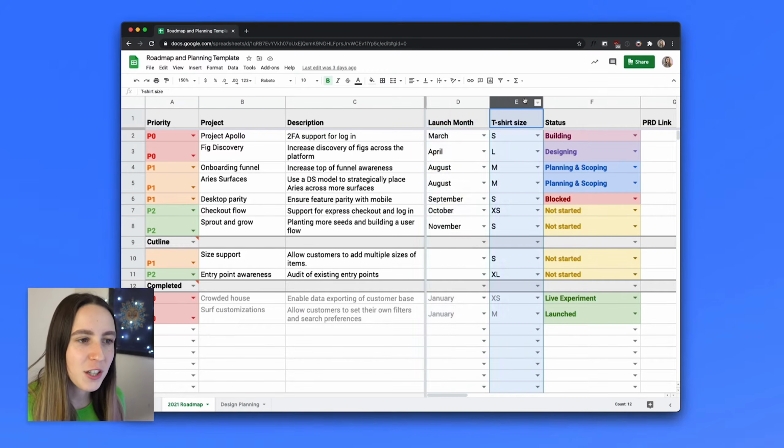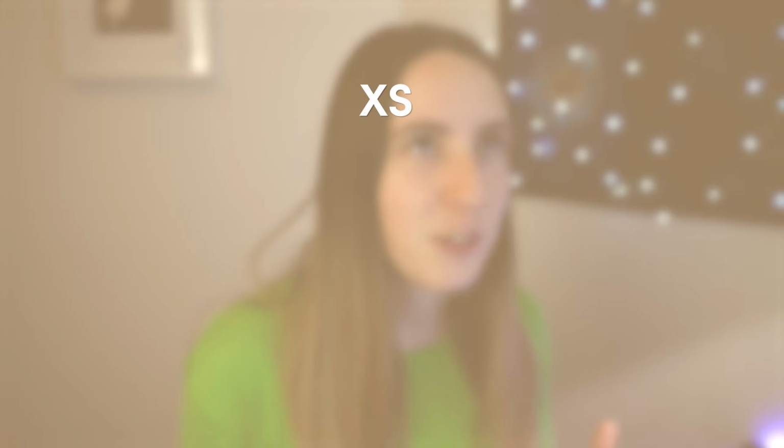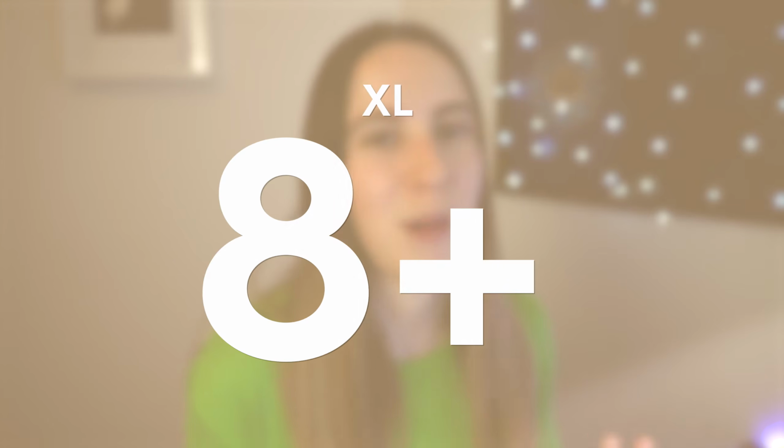Then there's a column for t-shirt size, so just a bit of an estimate of how big this project is. Typically, extra small is 2 weeks, small is maybe 3 to 4, medium is 4 to 6, large is 8, and extra large is anything above that. That's a rough guide. The t-shirt sizes are really helpful for understanding roughly how long we think this project is going to take.